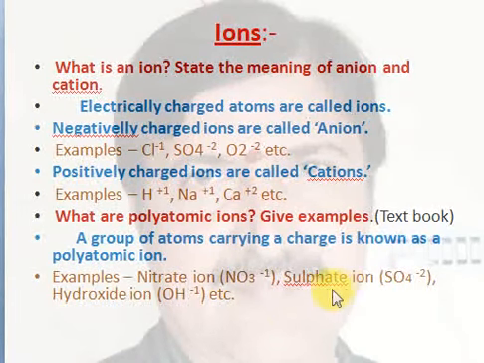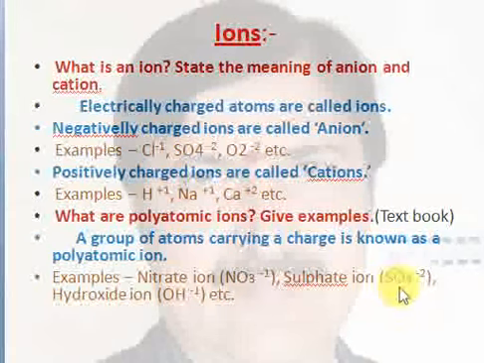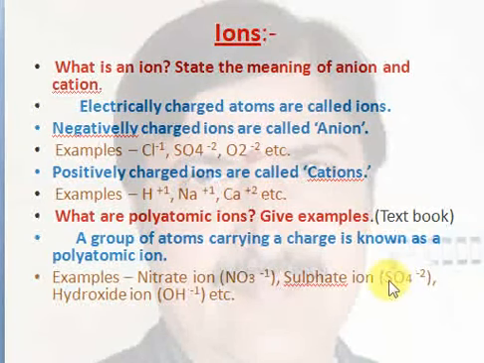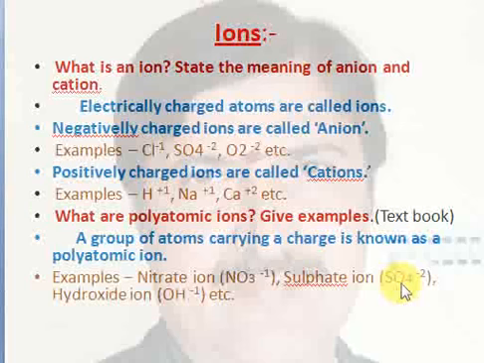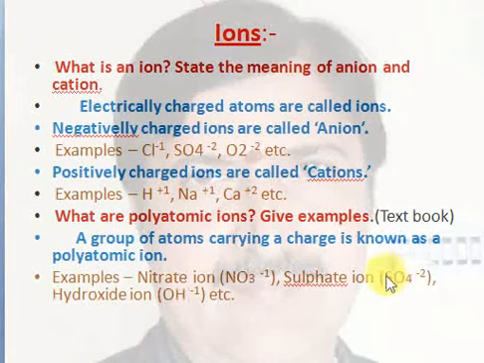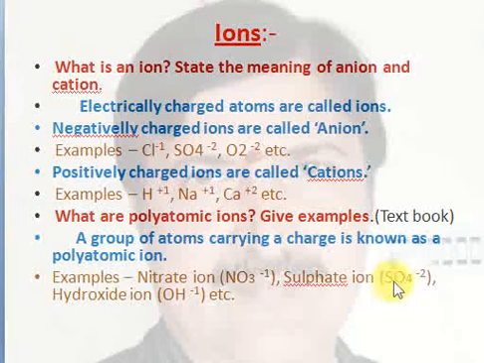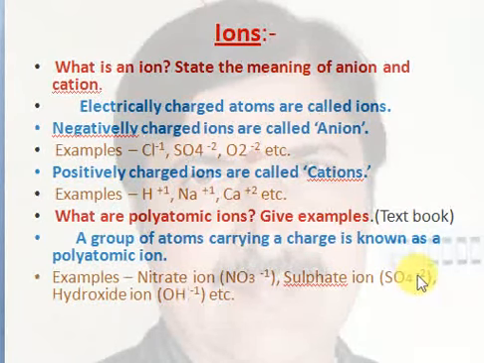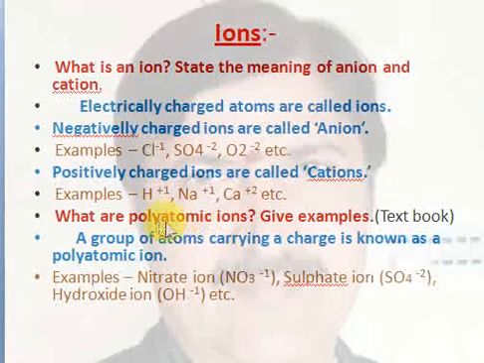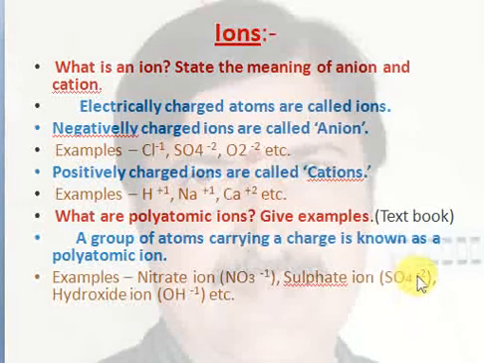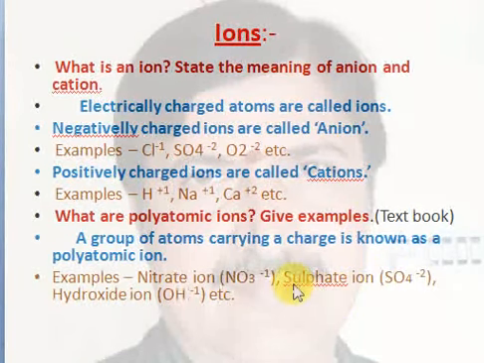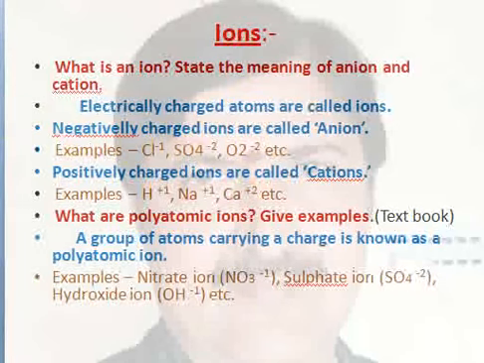In case of sulfate ion, see here 2 elements are there. One is sulfur and another one is oxygen. 1 atom of sulfur, 4 atoms of oxygen combined together. So it is polyatomic. It is a polyatomic unit. This polyatomic unit carries minus charge. So it is polyatomic ion. Ion means an atom which carries charges. So with this we have completed the concept of ion.